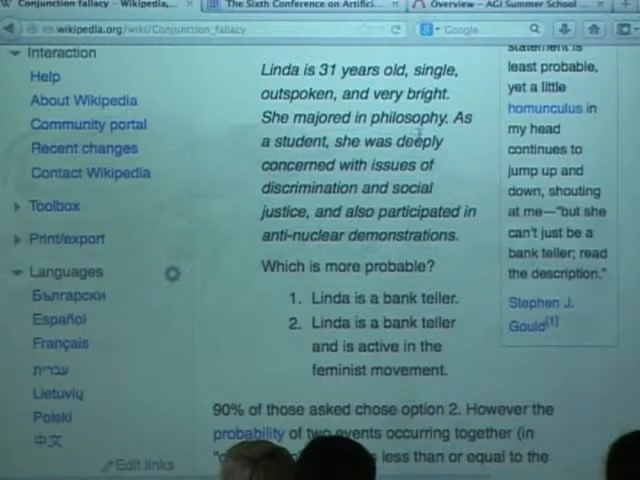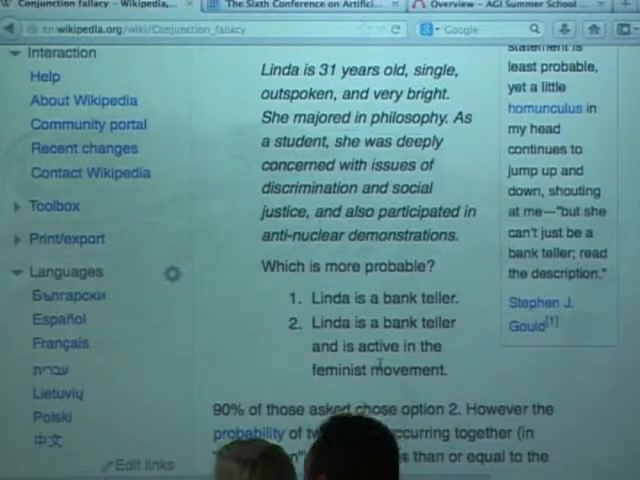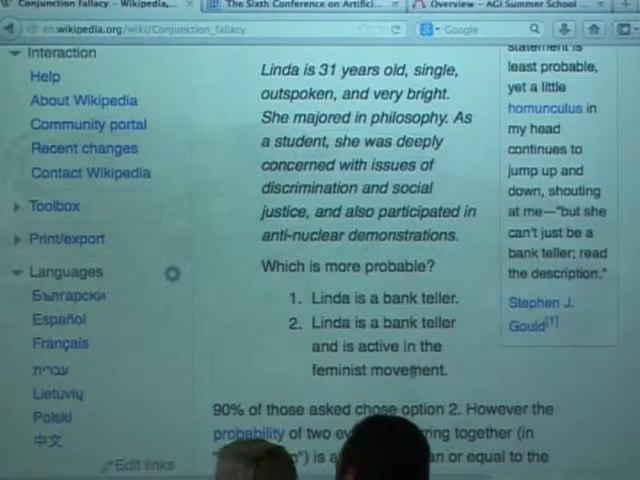Actually, they pick the description about that person to, you see clearly, match people's prototype about women that are active in that movement. Okay, most people will say it's the second one, which is more likely to be the case. But from a pure mathematical point of view, that clearly cannot be right, because the first one, no matter what, okay, you say is position P. The second one is P and Q.